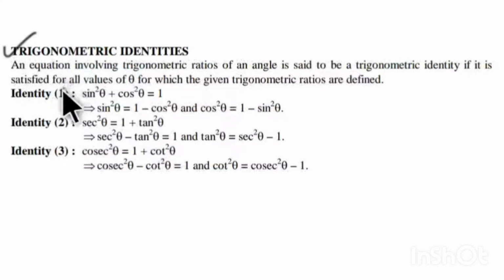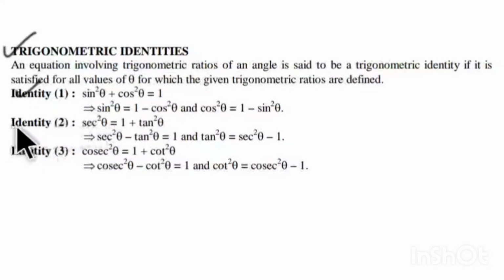What is a trigonometric identity? An equation involving trigonometric ratios of an angle is said to be a trigonometric identity if it is satisfied for all values of theta for which the given trigonometric ratios are defined. Identity 1 is sin square theta plus cos square theta equals 1. From here you can find sin square theta equals 1 minus cos square theta and cos square theta equals 1 minus sin square theta.